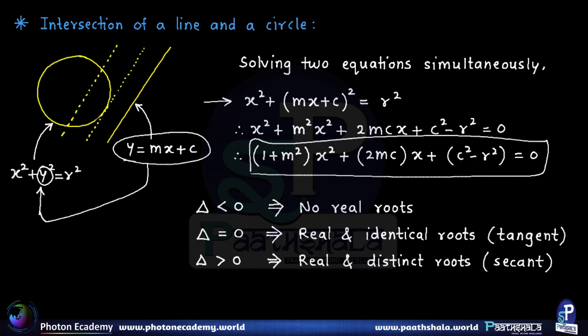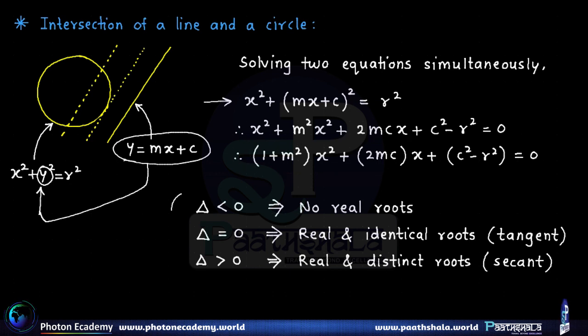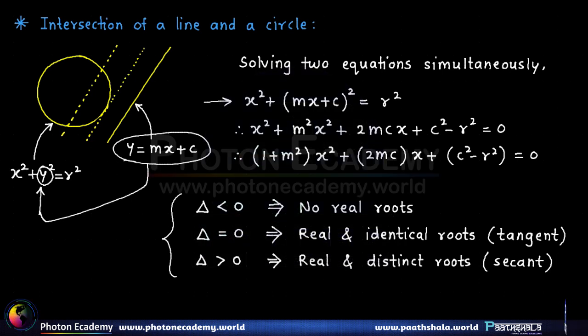Now, being a quadratic, there are three possibilities about its discriminant. If delta is less than 0, that means there are no real roots of the quadratic equation. That means the circle and line have no point in common. So it indicates this first case, that is, delta is less than 0.